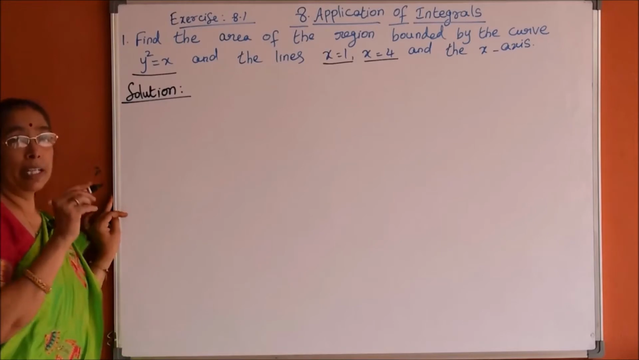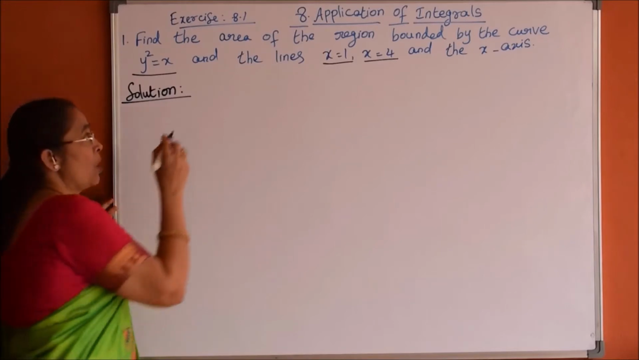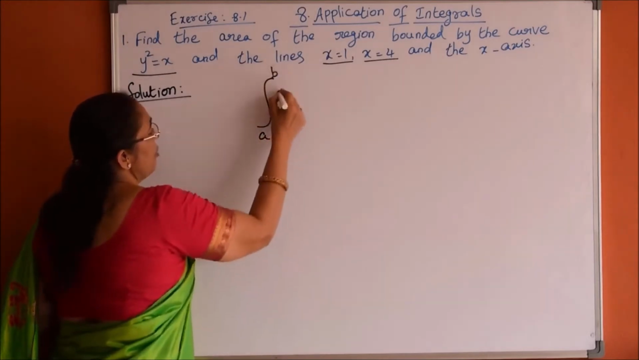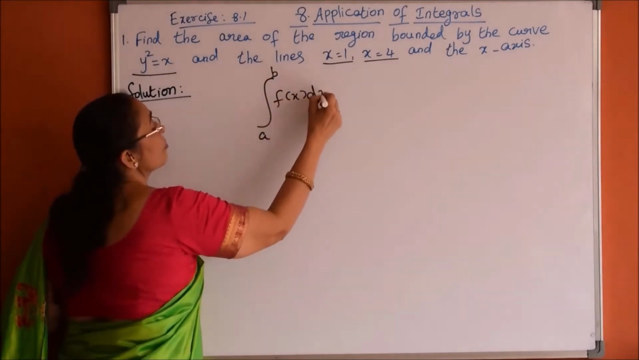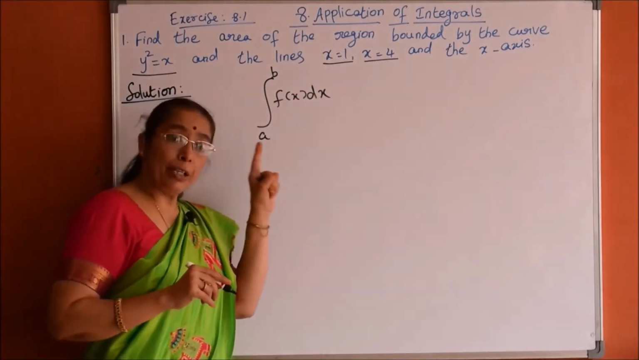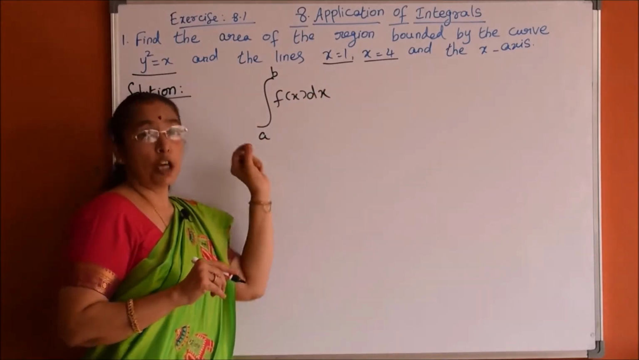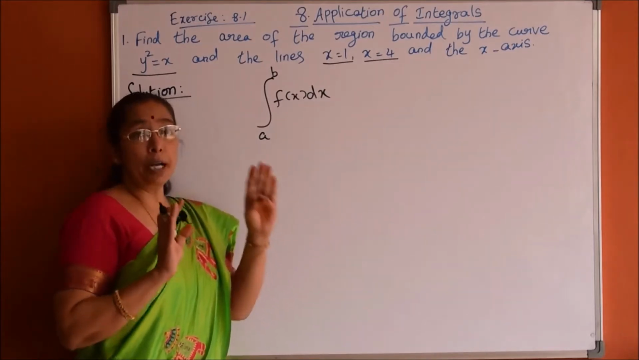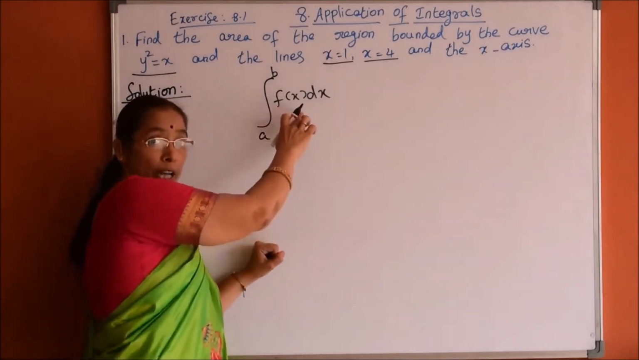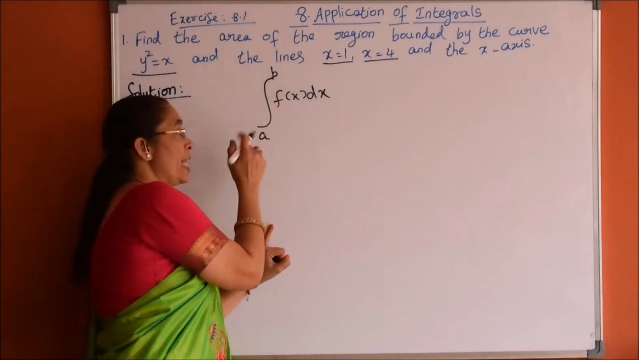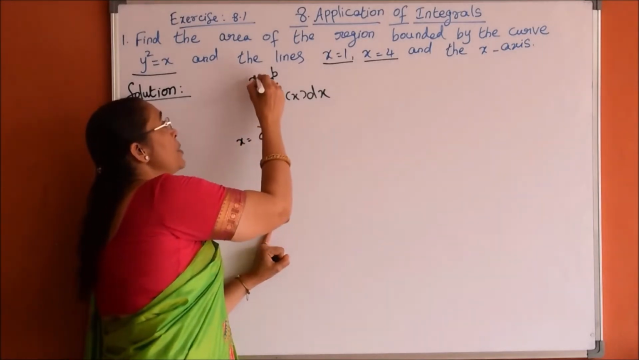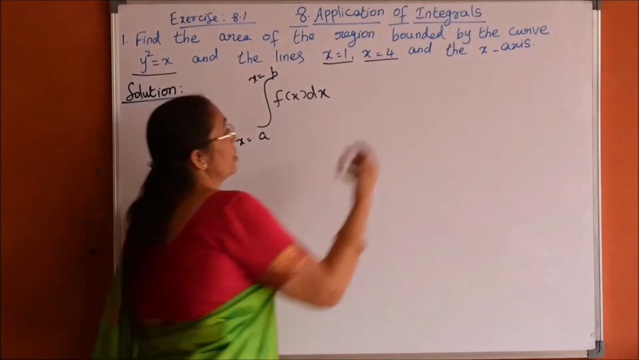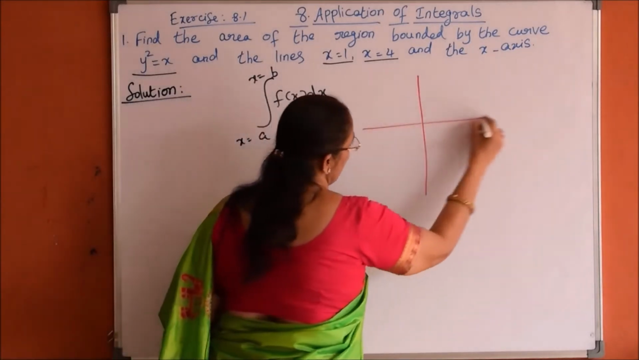Now, let us recollect the geometrical meaning of integration of a to b f of x dx. Geometrically, it represents the area of the region bounded between the curve y is equal to f of x with the lines x is equal to a, x is equal to b, with the x axis. That is, now y axis, x axis.